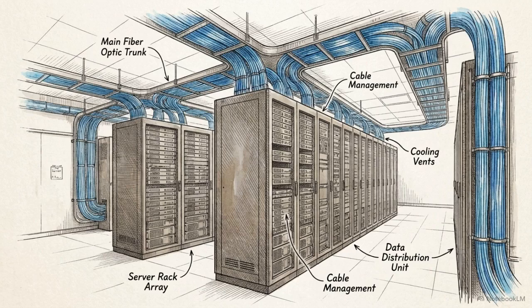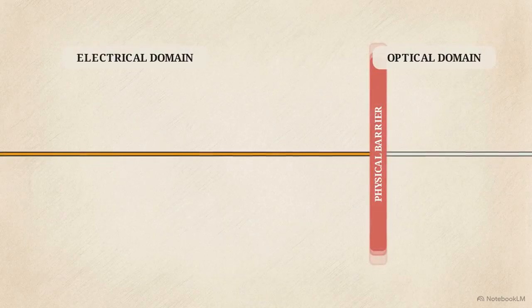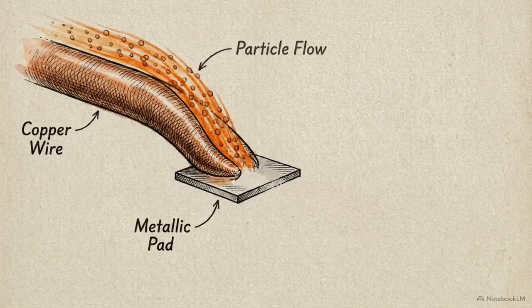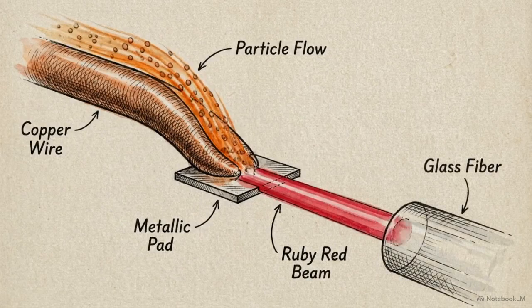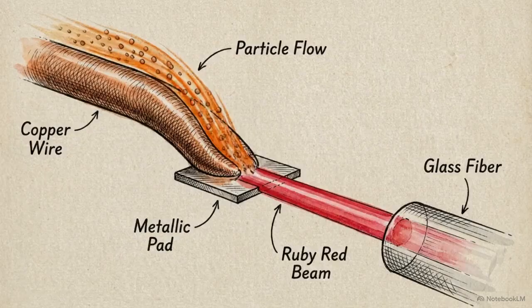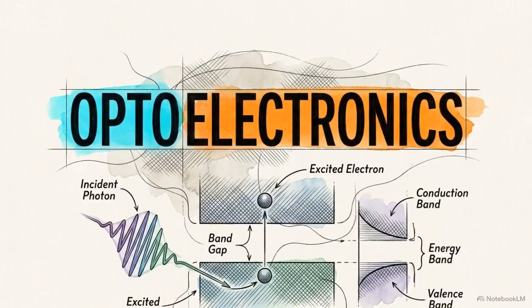Right now, petabytes of data are rushing through global networks. To get where it's going, that information constantly hits a physical wall, an interface where an electrical signal in a copper wire is instantly converted into a pulse of light, firing down an optical fiber. The specialized subfield of physics focused entirely on crossing that exact boundary is called optoelectronics.